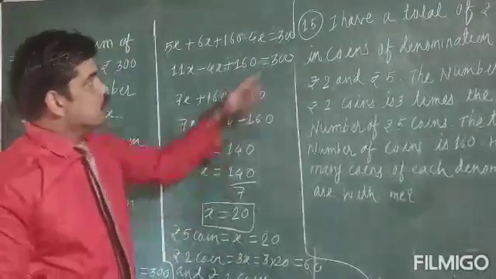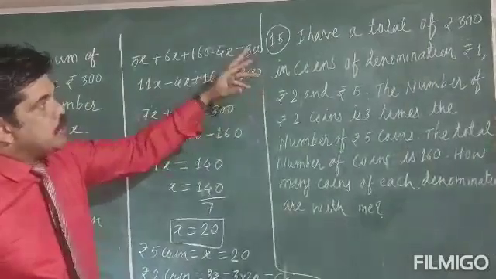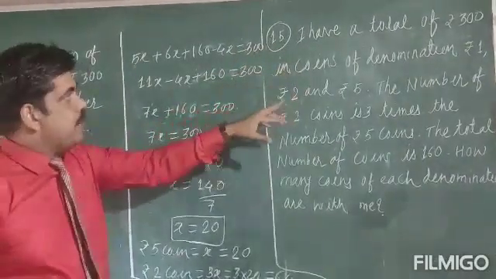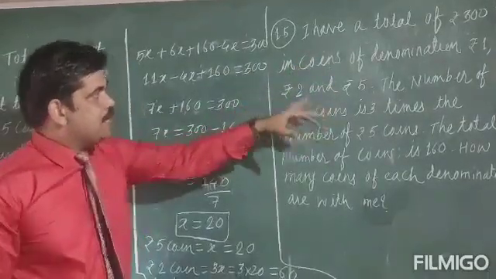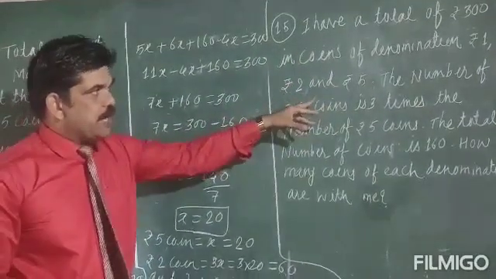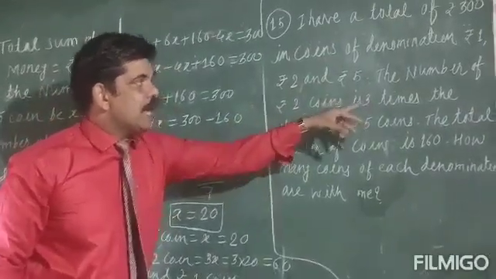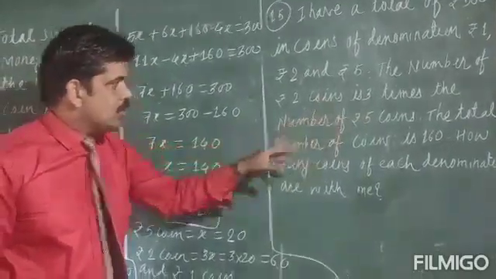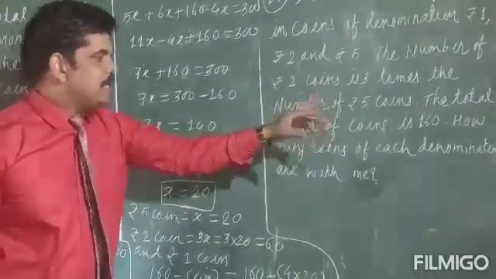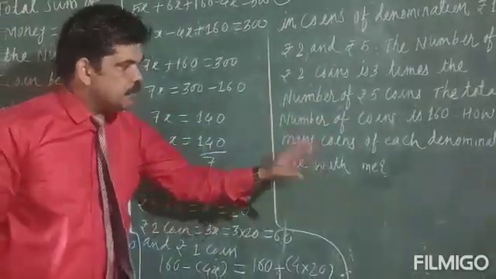Next question is question number 15. The question is, I have a total of rupees 300 in coins of denomination rupees 1, rupees 2 and rupees 5. The number of rupees 2 coins is 3 times the number of rupees 5 coins. The total number of coins is 160. How many coins of each denomination are with me?